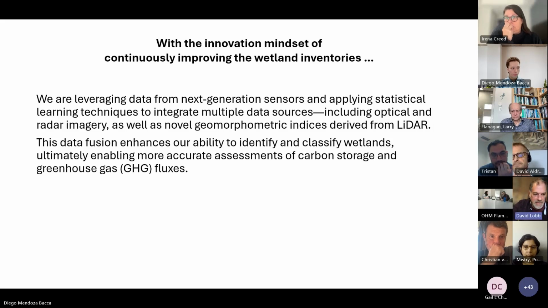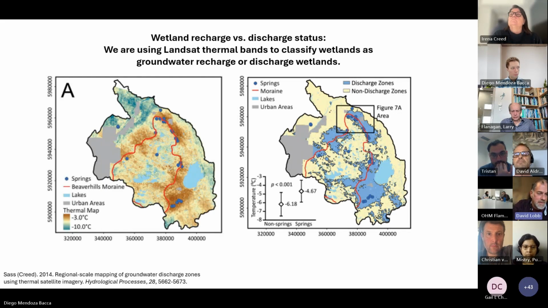And to the next slide. A couple more examples of wetland data products. This is showing the wetland recharge versus discharge status in the Beaver Hills Moraine area of Alberta, where we're using Landsat thermal bands to classify wetlands as groundwater recharge or discharge wetlands.